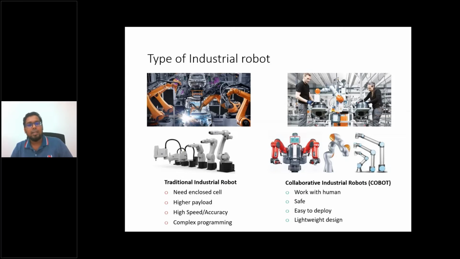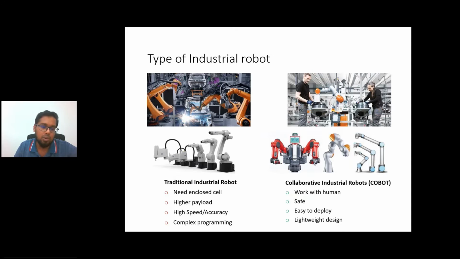Okay, next, I would like to introduce another type of industrial robot. We can separate them into two currently: the traditional industrial robot and the collaborative industrial robot. The collaborative industrial robot can work with humans, that's why it's called collaborative. It is safe to work with humans, but of course there are pluses and minuses in both types. The traditional robot needs an enclosed cell, while with the collaborative robot you don't need it. You can just work with humans in a safe manner.